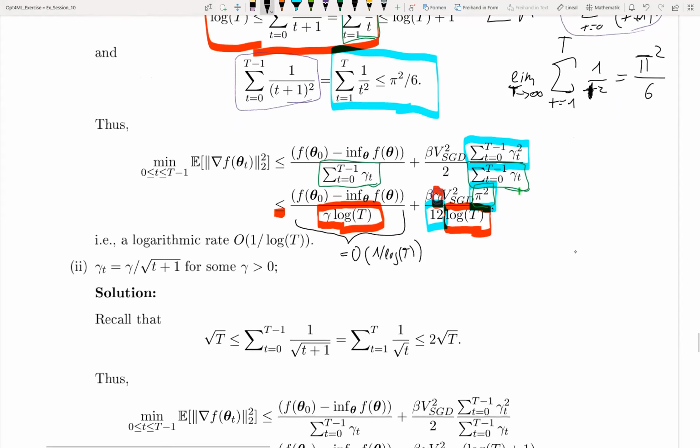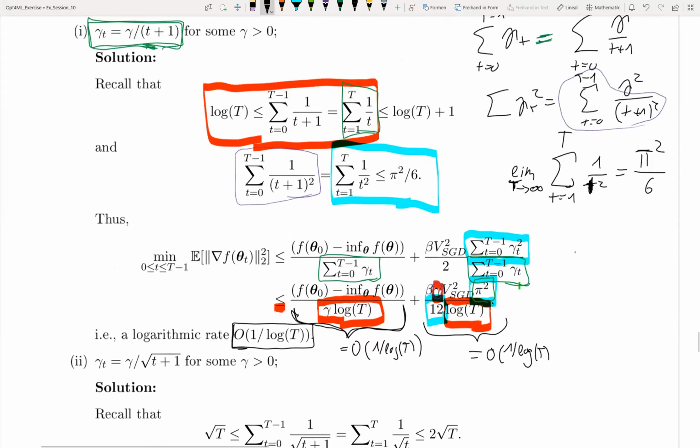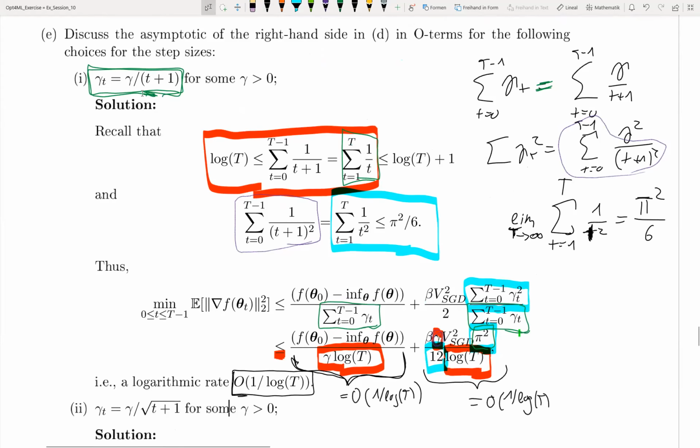All right, so we see the first term is converging to 0 with the logarithmic rate, quite slow. And what about the second one? Also only logarithmically. So the total rate is only logarithmic, O of 1 over logarithm t, if we have this step size choice here.